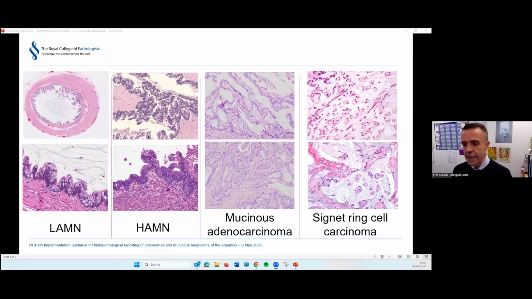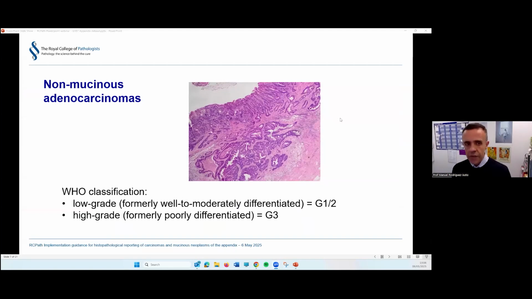And again, whenever you have signet ring cells, whether it's more than 10% signet ring cells, we call that mucinous adenocarcinoma with signet ring cells. But if you have more than 50%, like here in the top right, this is going to be a signet ring cell carcinoma. You can have non-mucinous adenocarcinomas, and again, this is similar to the GI tract, where we just combine them in low grade or high grade. So the low grade is what we used to call low to moderately differentiated, and the high grade is just a poorly differentiated.